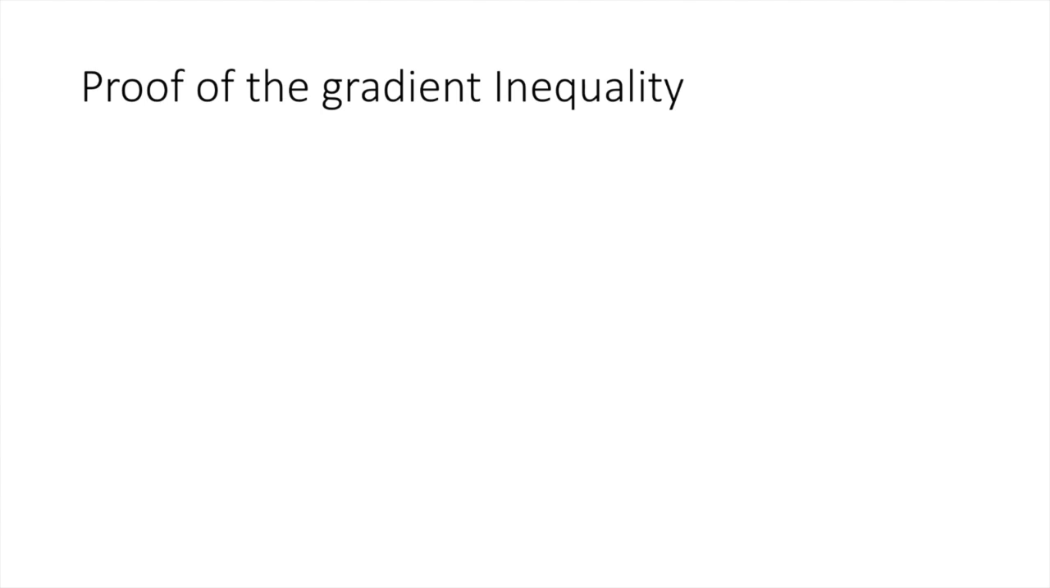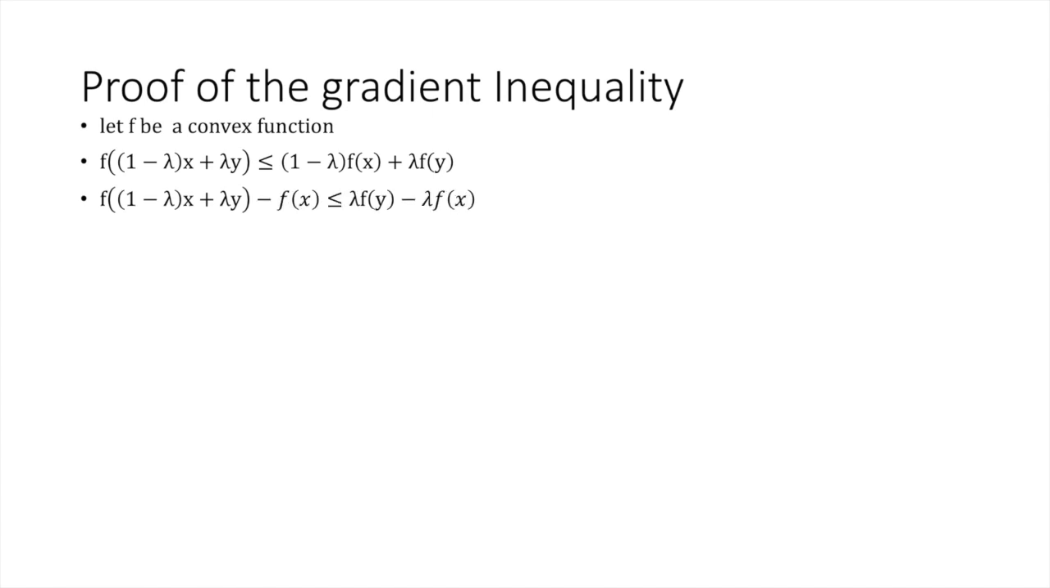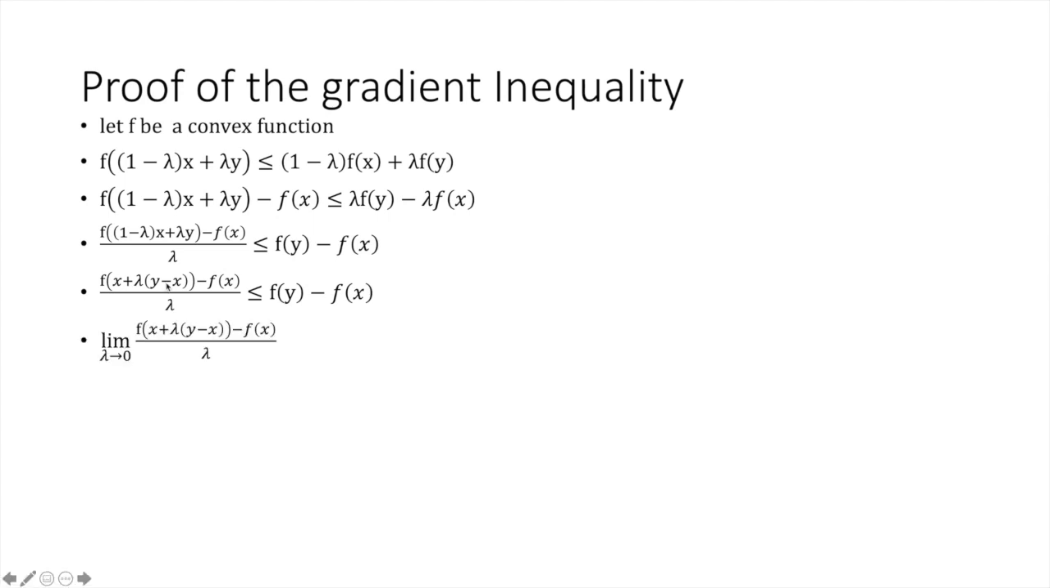Proof of the gradient inequality. Let f be a convex function, and so by the definition we can infer this inequality. Now we will subtract f of x from both sides and divide by lambda. Inside the left side of the inequality, let's change the way it's written and we would get this.